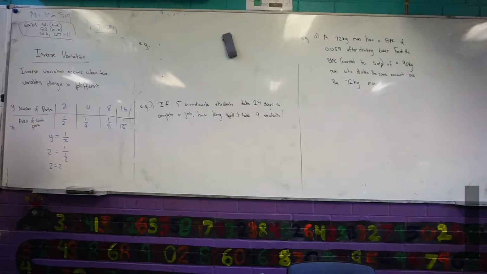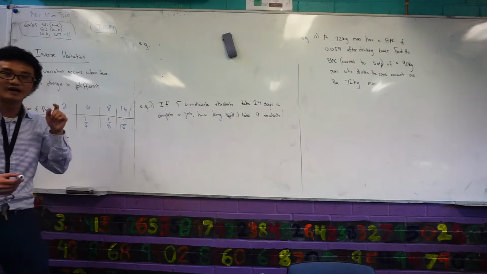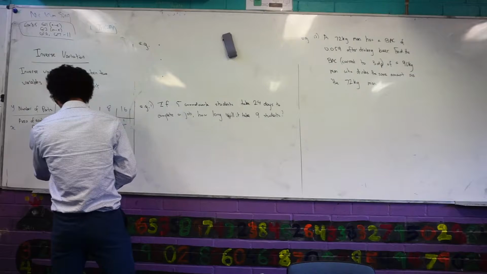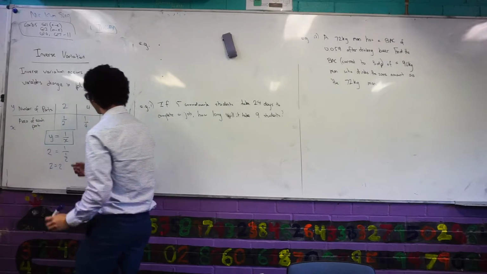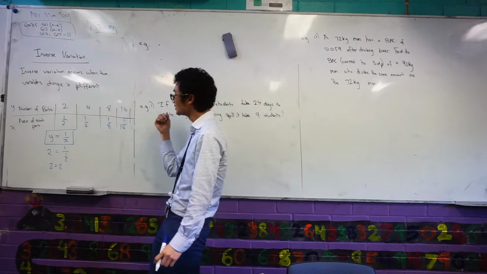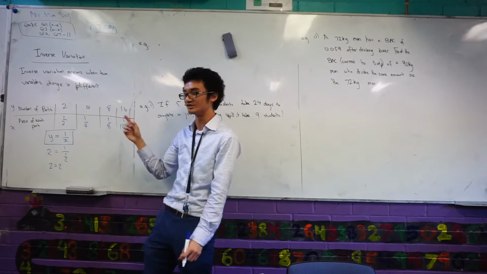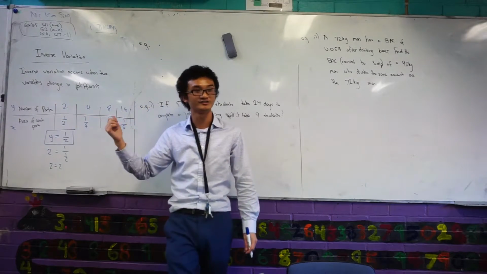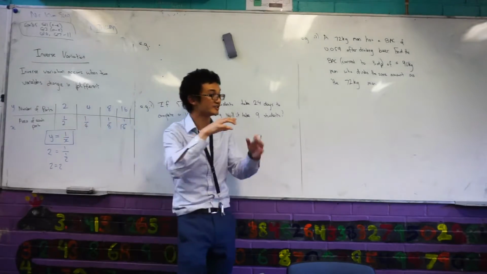So that's a pattern that's emerging. You've got y equals 1 over x. And that's the whole idea behind inverse variation. As one thing is increasing, the number of parts is increasing, what's happening to the area of each part? Decreasing. It's getting smaller and smaller.